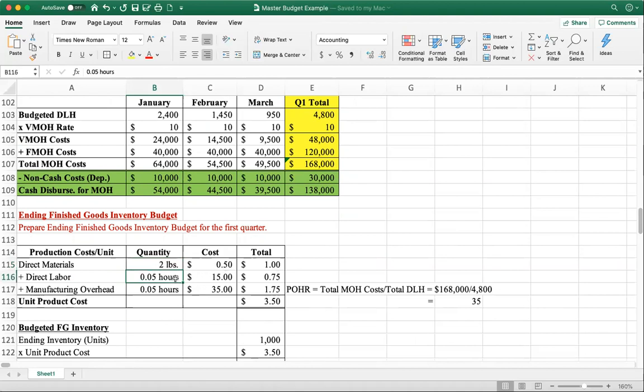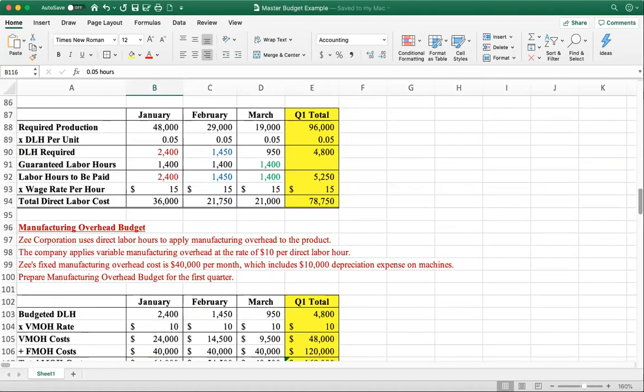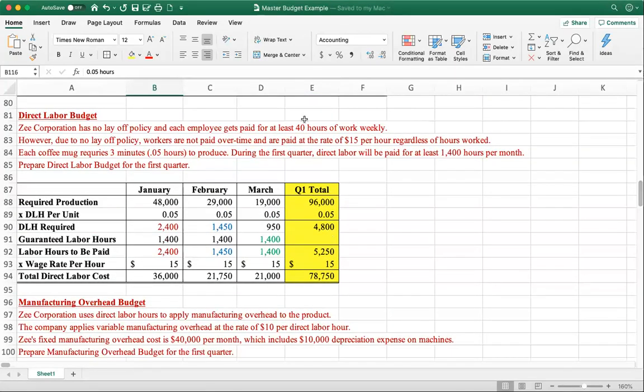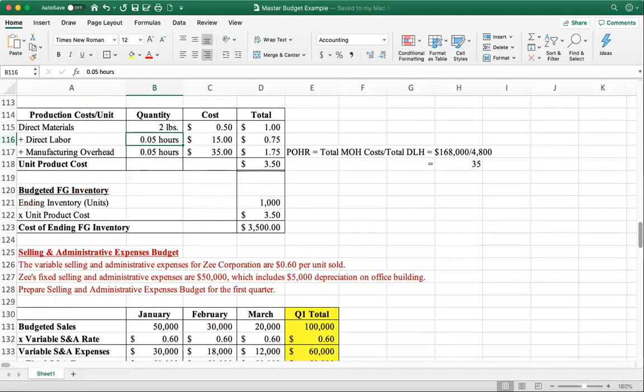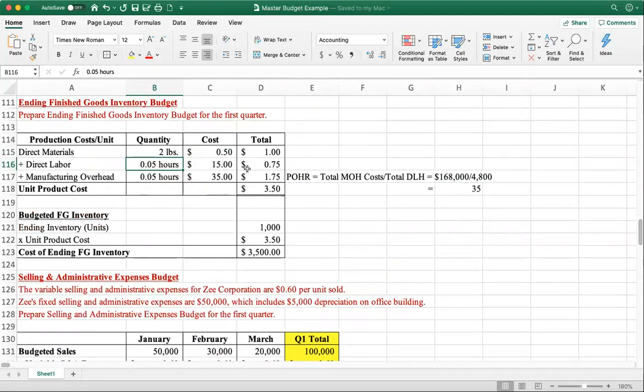The labor cost is 0.05 hours times 15. Again, this is in the direct labor budget. So the hourly rate is $15 per hour, and each coffee mug requires 3 minutes to produce, or 0.05 hours. So we got this information from there. So we have 0.05 hours times 15 is 75 cents.